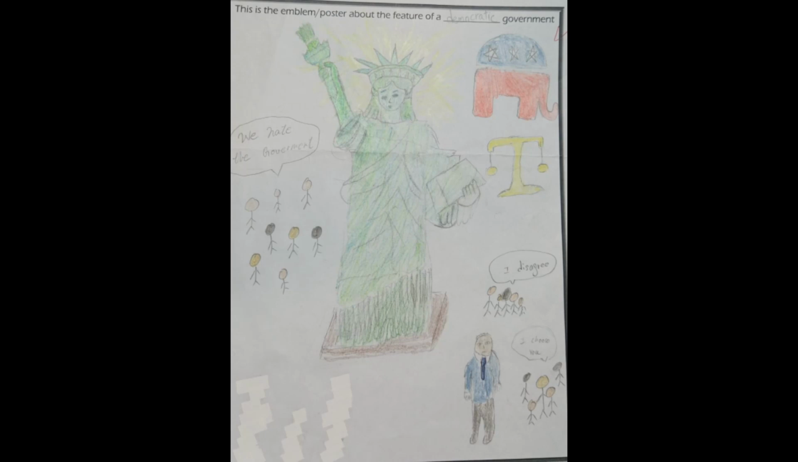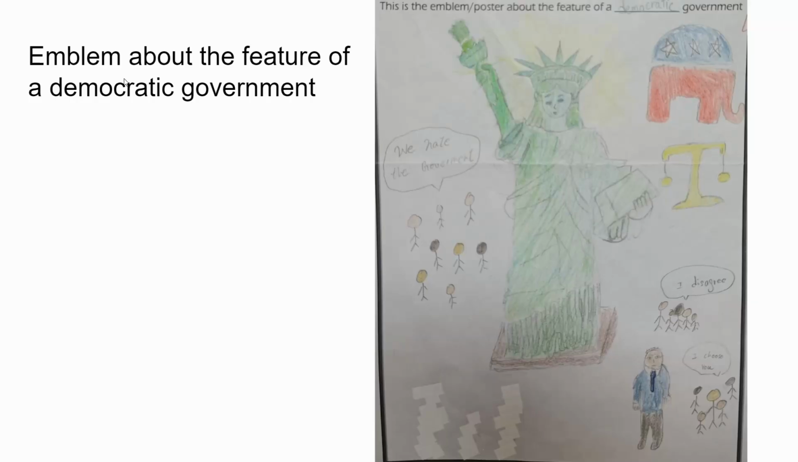And now we are going to talk about the poster. This is our emblem. In the middle, we put a Statue of Liberty. On the left side, we put a comic about freedom of speech. On the right side, we put a Republic Party flag, Libra and a comic.